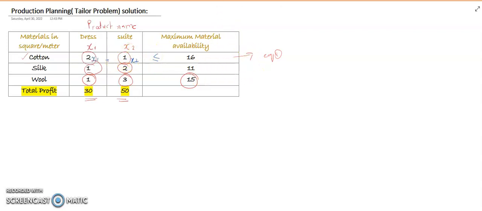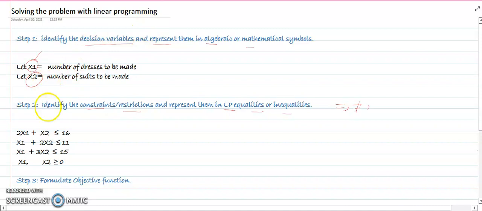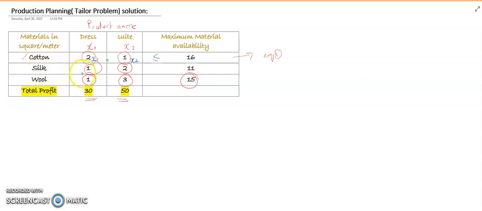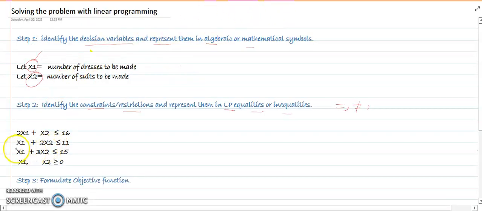If we look here, we have created equation number 1 just like this: 2x1 plus x2 less than or equal to 16. If we look at the second equation, that is available silk. So similarly, if I put the x1 variable here and x2 here, it will become 1x1 plus 2x2 less than or equal to 11. And if you look here, I have written the equation similarly: x1 plus 2x2 less than or equal to 11.